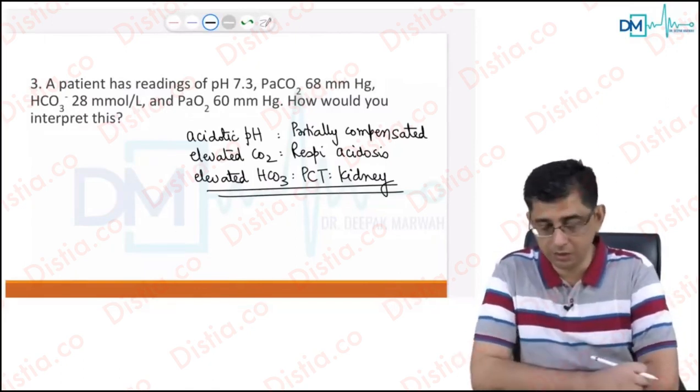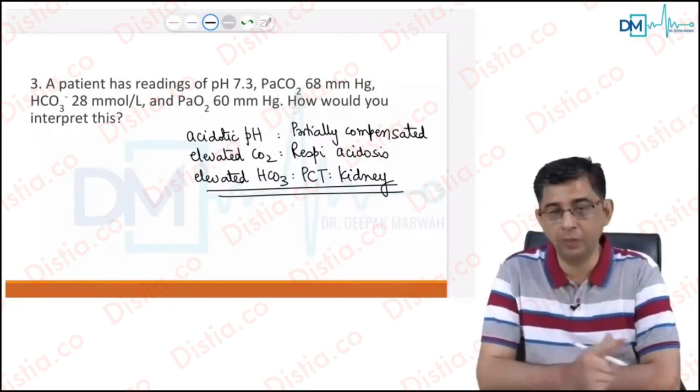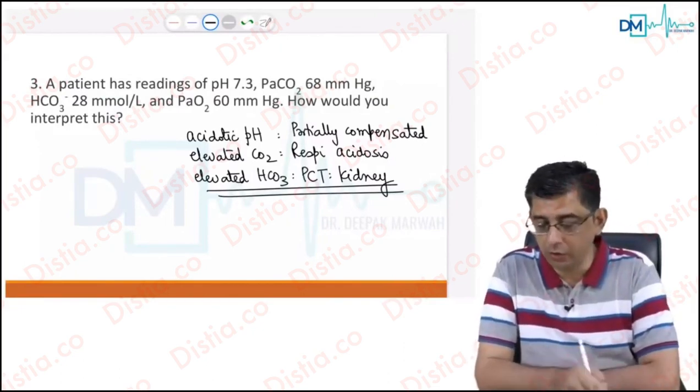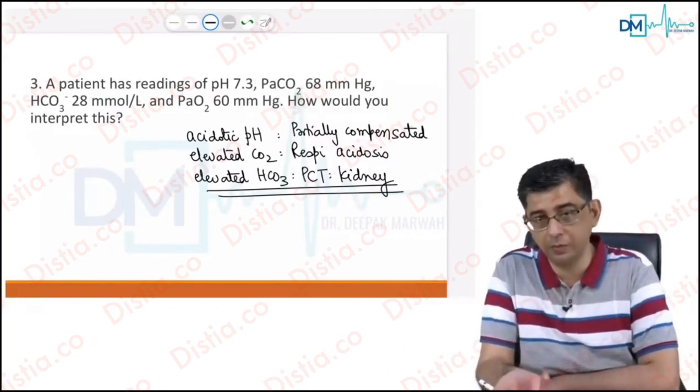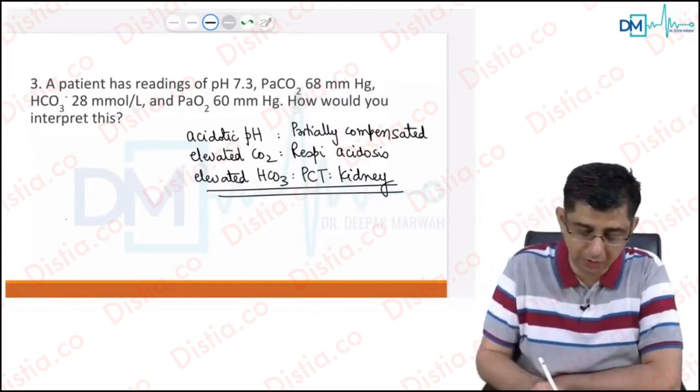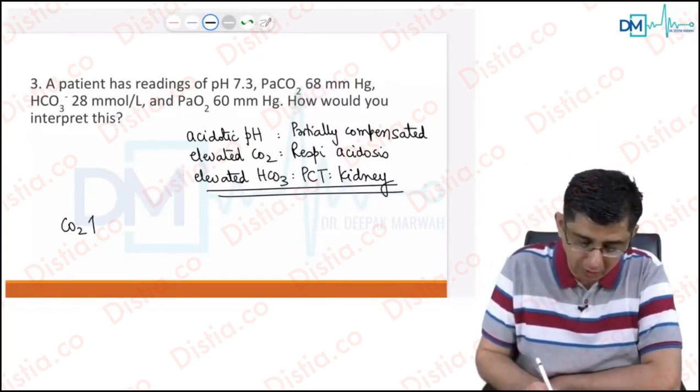I've given you three situations. Question number 1 was uncompensated. Question number 2 was fully compensated. The third one is partially compensated respiratory acidosis in a patient. I'll write the data once again. In any question, if carbon dioxide is elevated, what are you supposed to do? You are supposed to look at the value of bicarbonate.